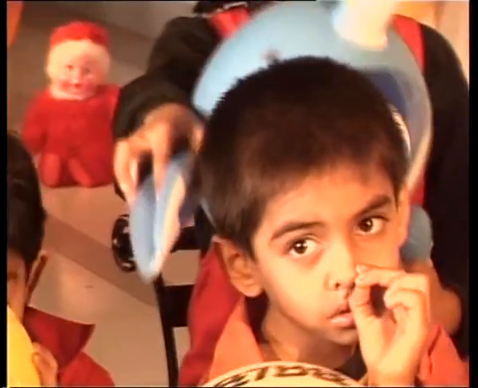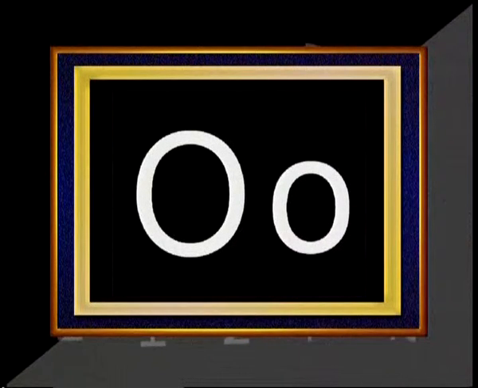Now let us see how to write a small o. For a small o, we will make a small circle. I will show it to you again. For a small o, we will make a small circle. Here we have a small o. Kids, the only difference between a capital O and a small o is that a capital O is bigger in size and a small o is smaller in size.